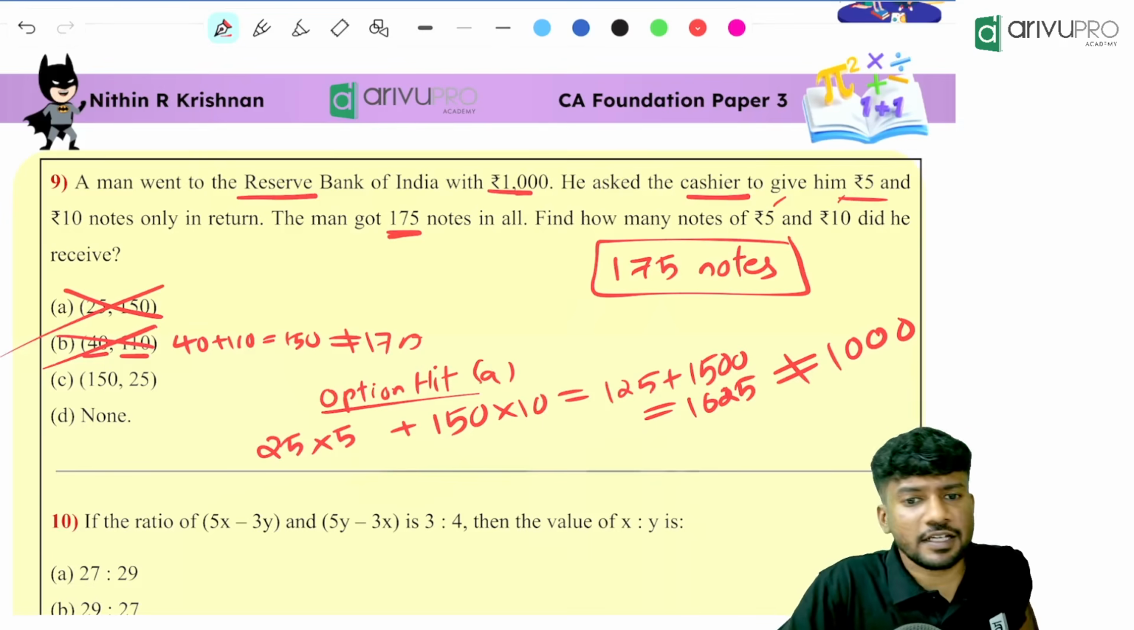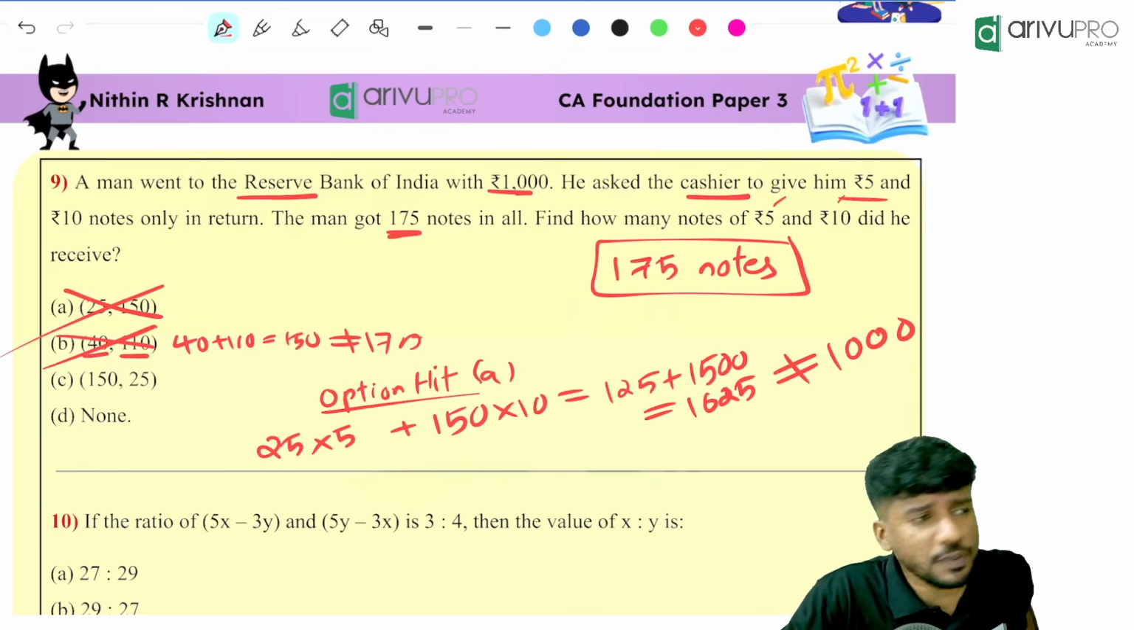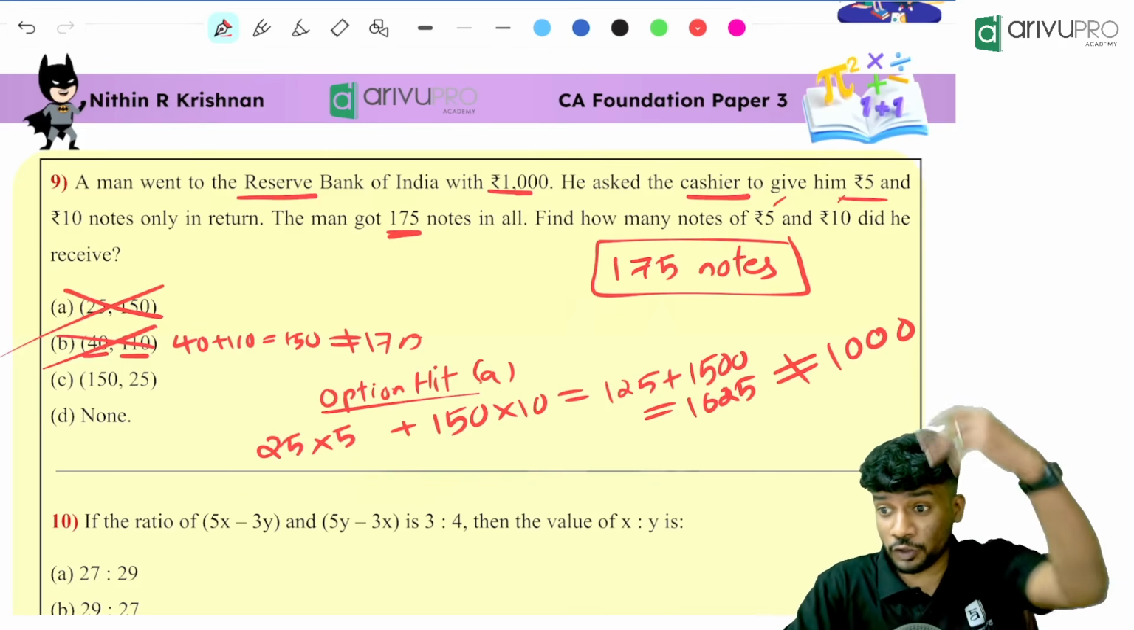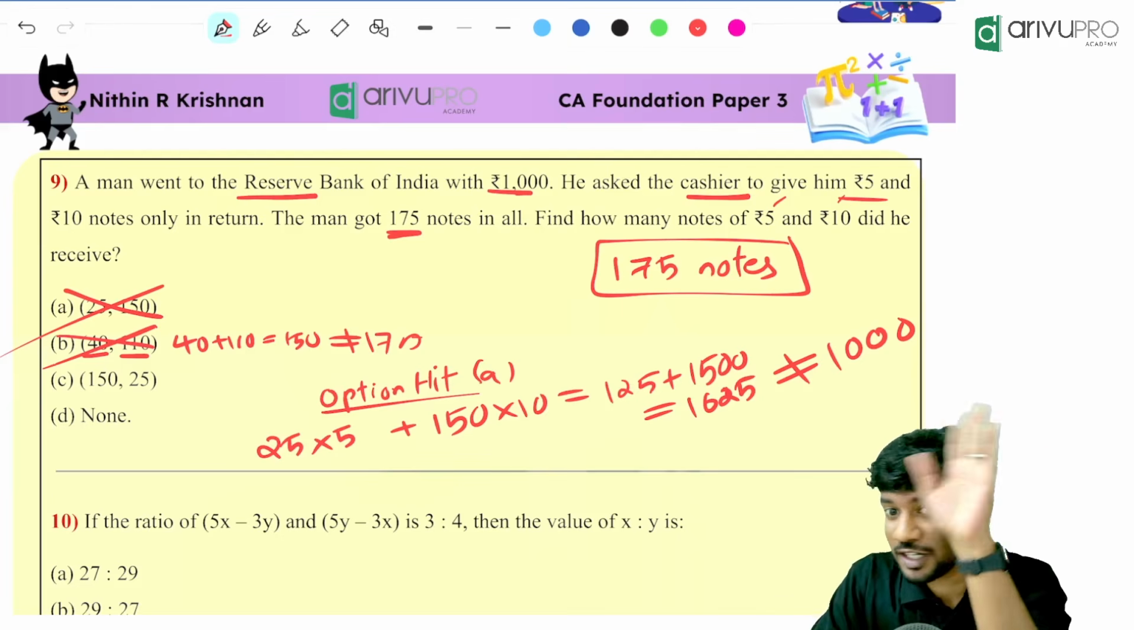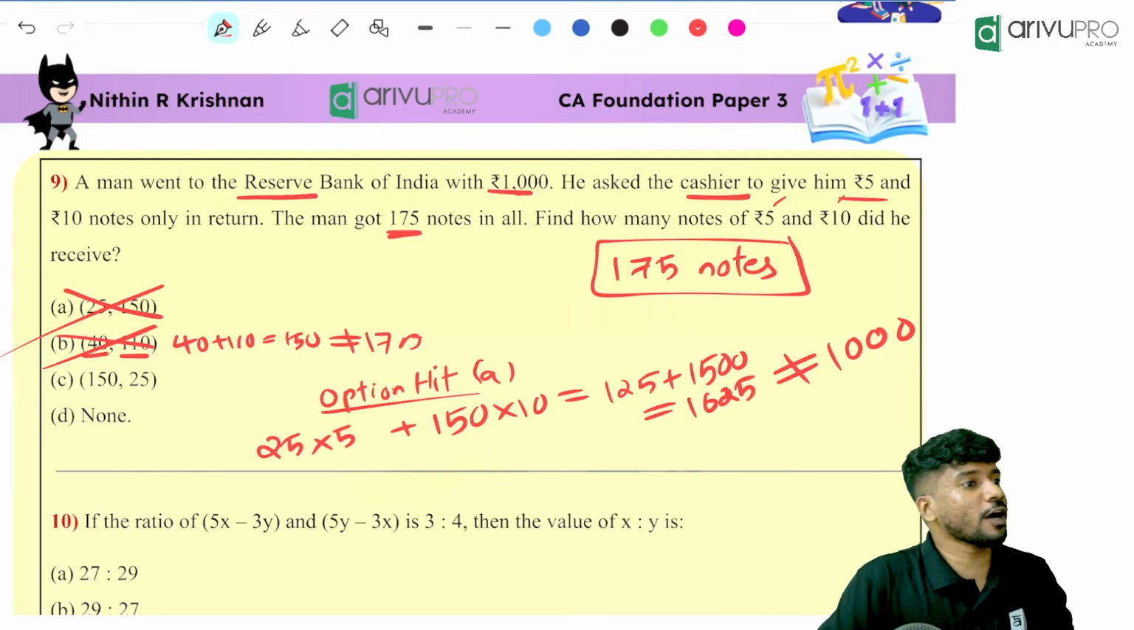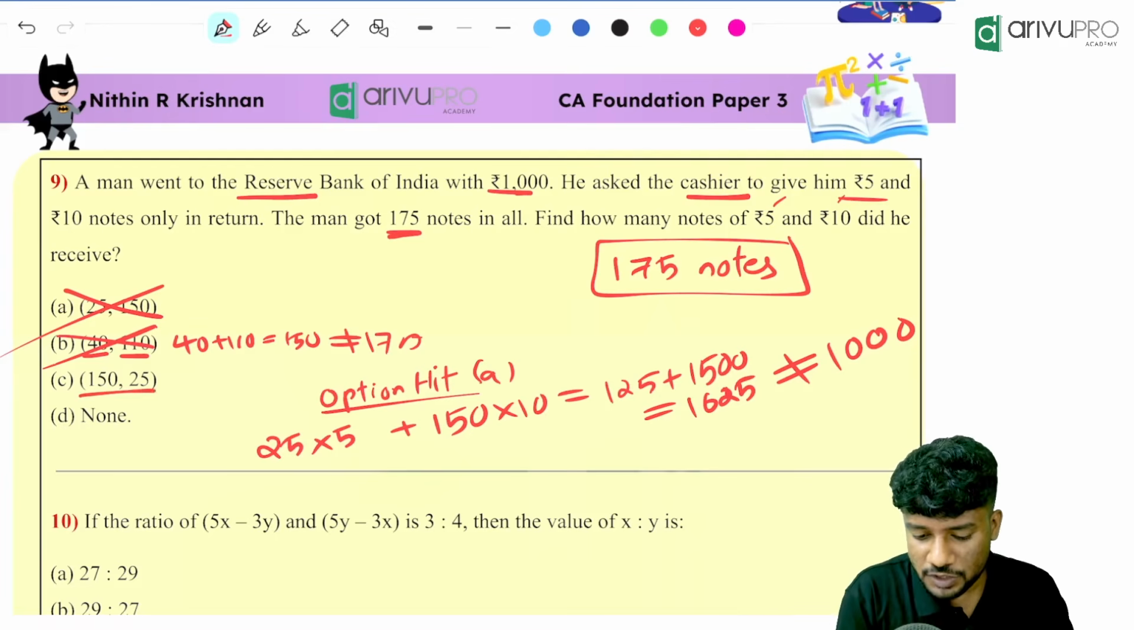Are you getting that idea? Understood why it is wrong? Because at the end of the day, when you go to a shop and ask for change, will they give you extra money? No, none of them will. At the end, you should have only 1000 itself. Try option C.